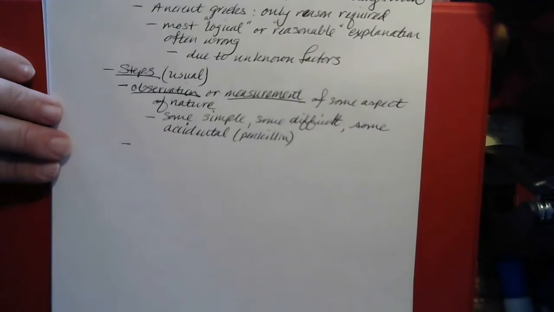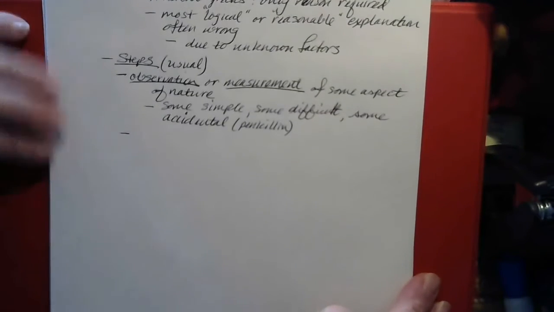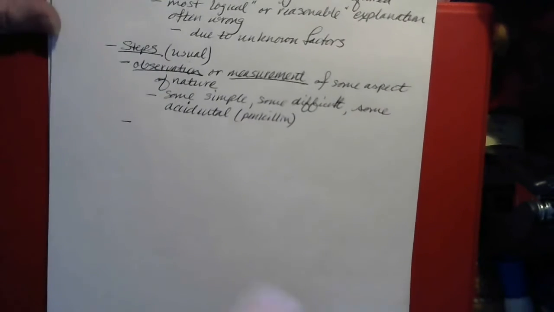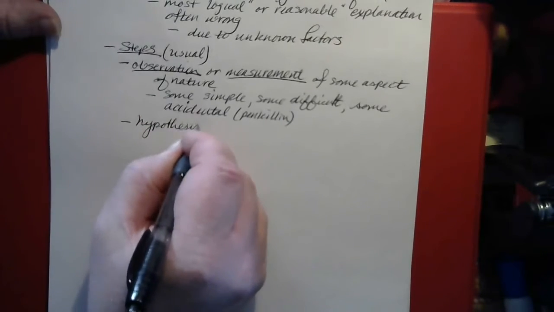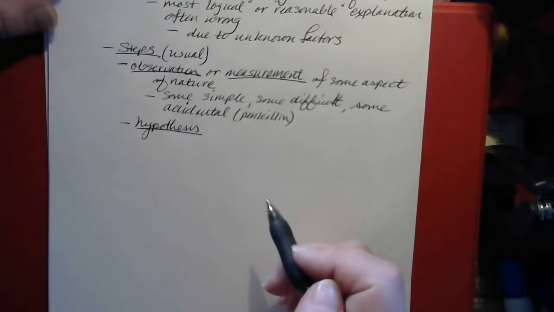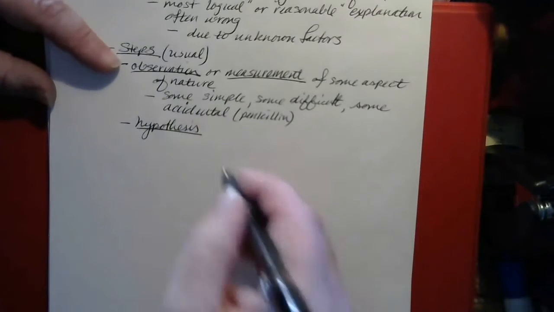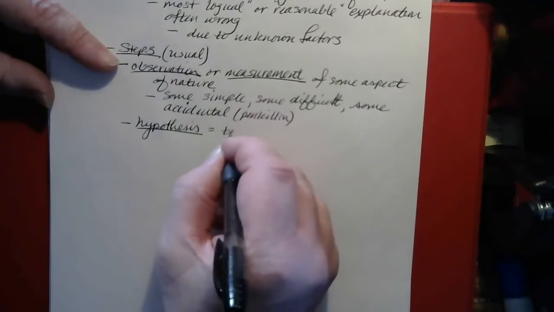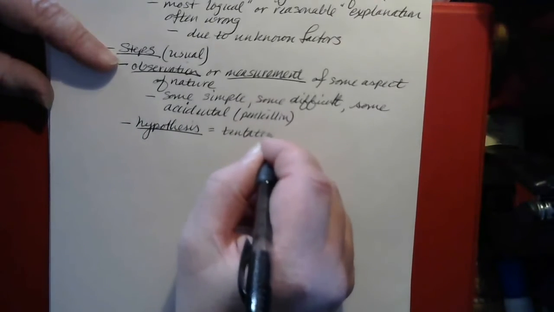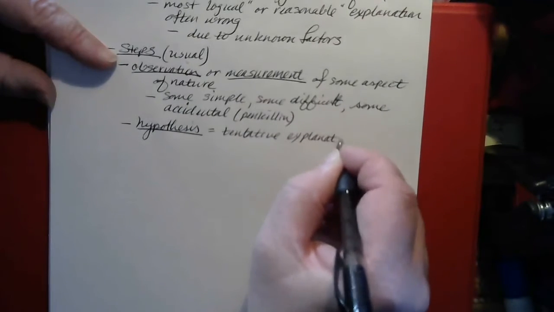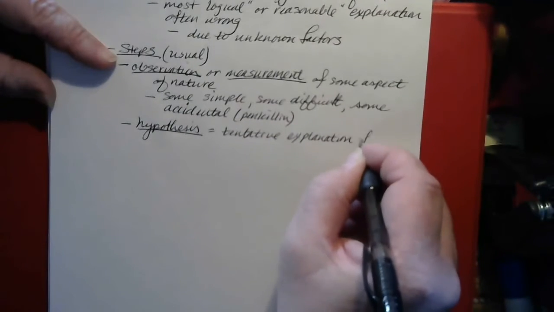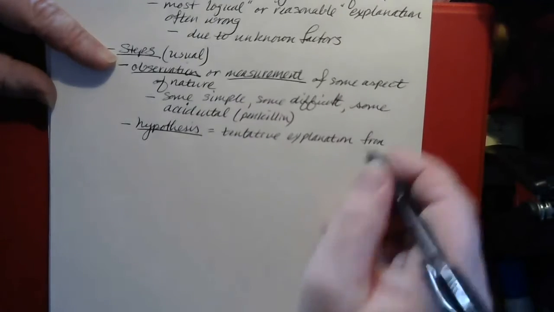And that all began with the observation that the mass of the products is the same as the mass of the reactants. A series of observations can lead to a hypothesis, which is a tentative explanation from observations.